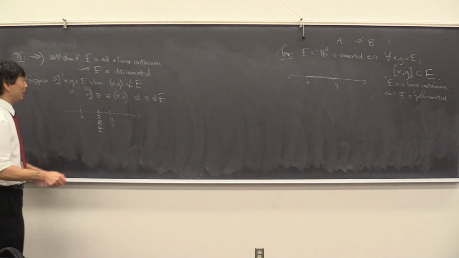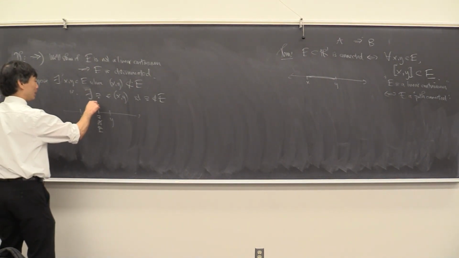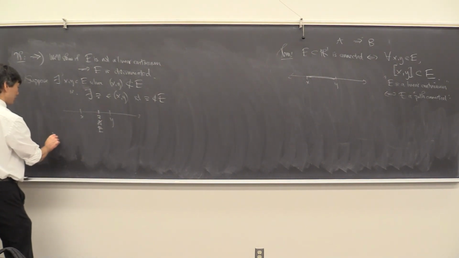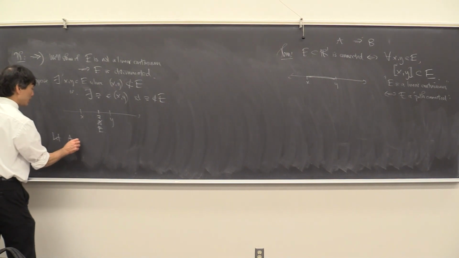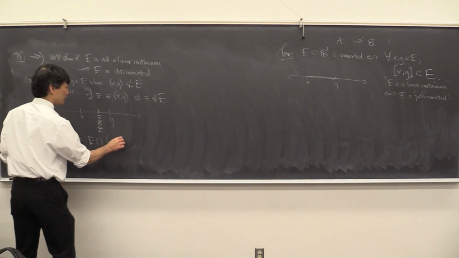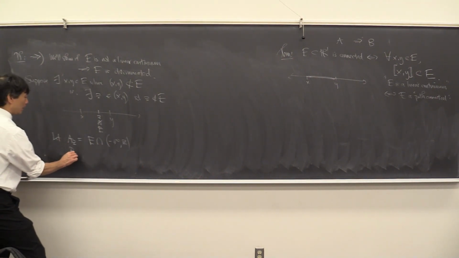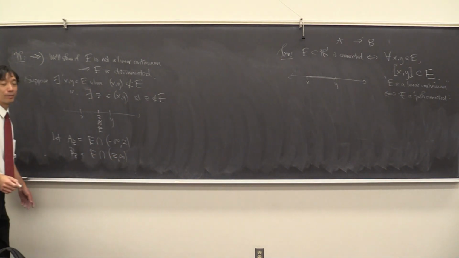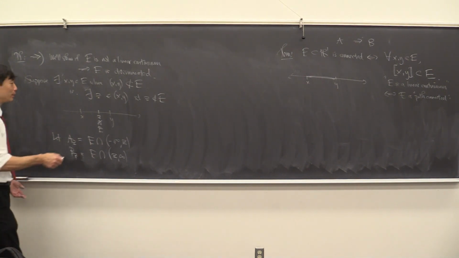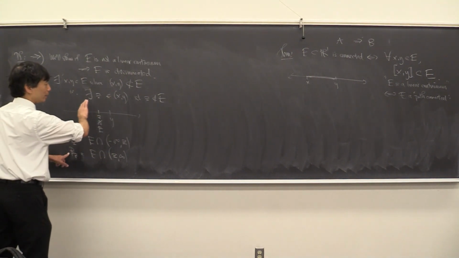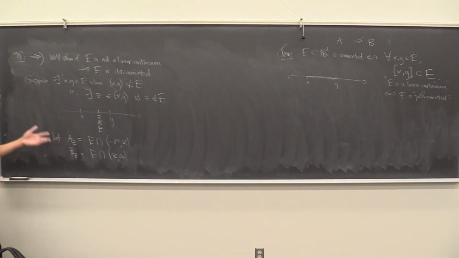It's kind of obvious how we're going to do it. Let A sub z equal E intersect negative infinity to z, and let B sub z equal E intersect z to positive infinity. We do the obvious thing: let A sub z be everything to the left, let B sub z be everything to the right, and that gives us our separation.